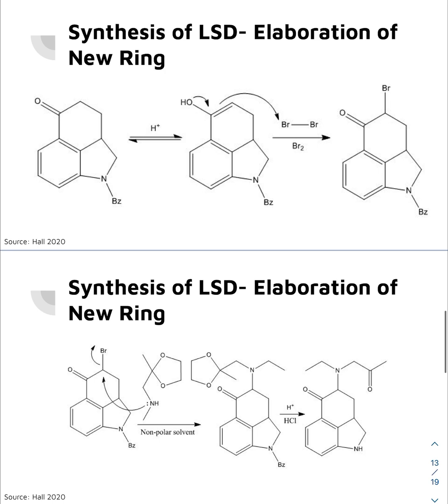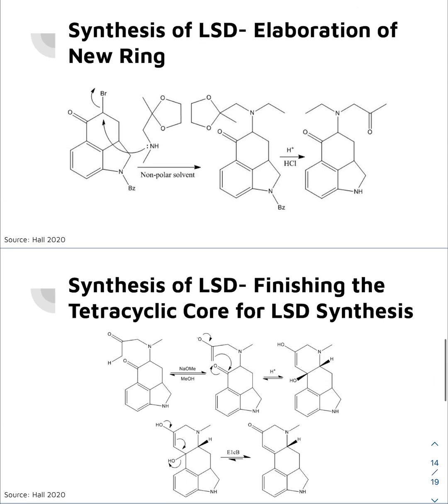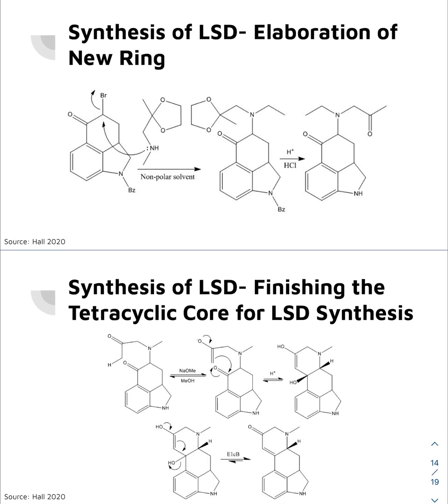Bromination was performed in acidic media. The brominated intermediate is then treated with methylamino acetate, ethylene ketol, and a nonpolar solvent, which gave an alkylated intermediate, which is then hydrolyzed using HCl to deprotect the acetyl. At the same time, the benzoyl group that protects the dihydroindole is removed.